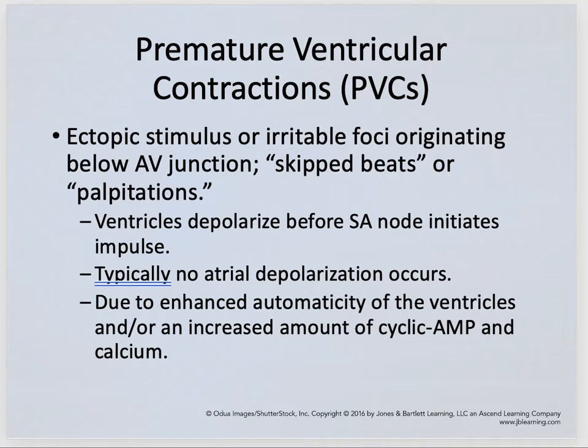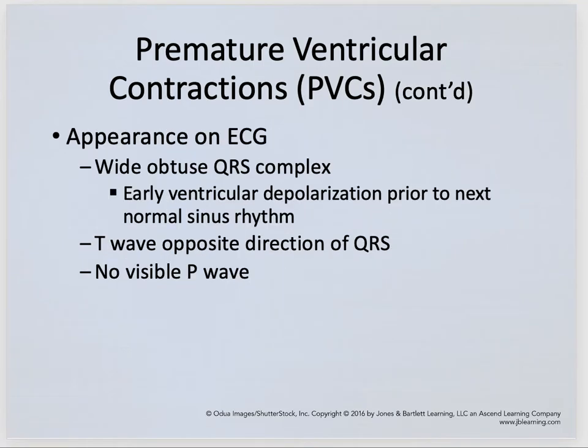So due to the enhanced automaticity of the ventricles or an increased amount of cyclic AMP and calcium, this chaotic contraction happens. So a PVC is the ventricles contracting early from an excited foci, and that begins to stimulate all the other cells down the ventricle, and you have contraction of the ventricle with usually no atrial contraction.